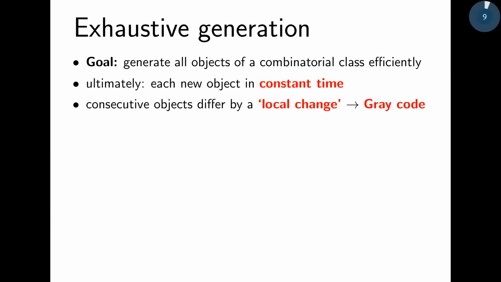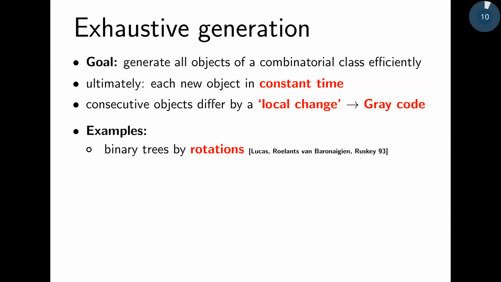And if we aim for this goal, then it makes sense to generate the objects in such a way that when going from one object to the next, we only change them a little bit. We only apply a local change, because then we can hope to find such an efficient algorithm. Whereas if the change is very complex, then it may take a lot of time to compute this change. And such a minimum change ordering of objects is often referred to as a Gray code.